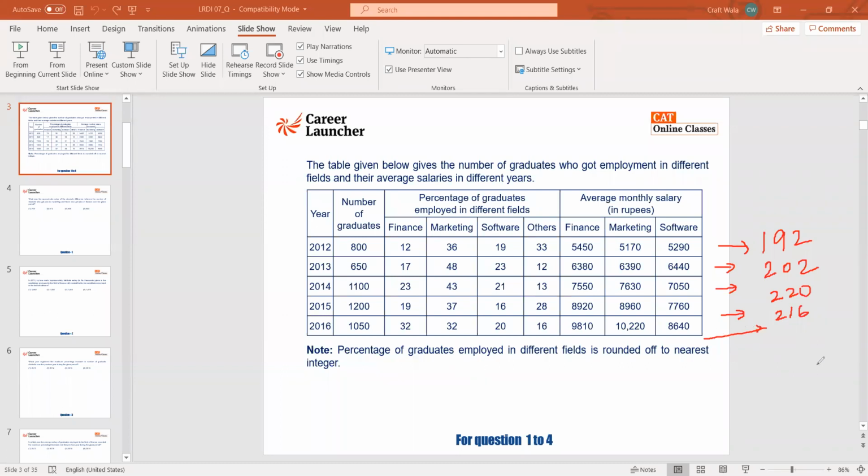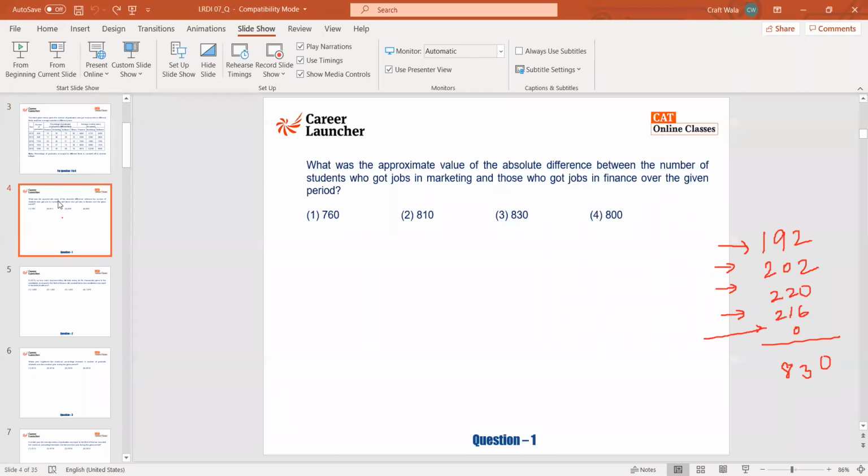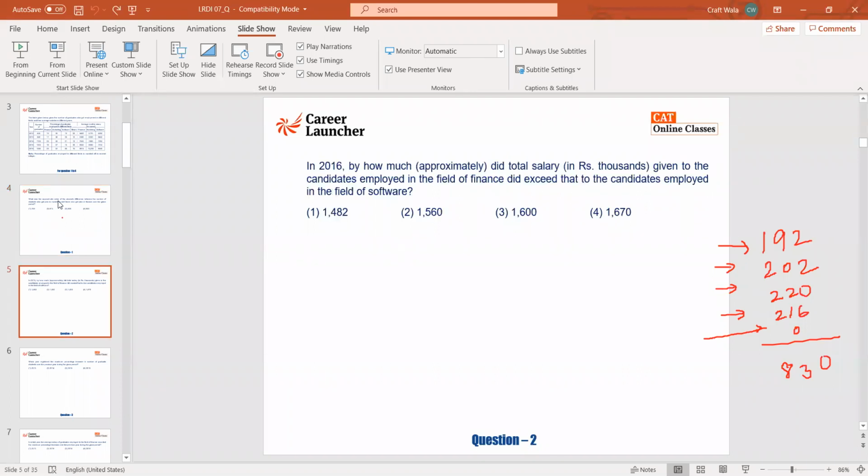Last one, there is no difference here. So 6, 7, 8, 9, 10, 830. Is that what you guys get? Answer option 3. Okay, let's see. What is answer option 3? Yeah, 830. Correct. What about next one?